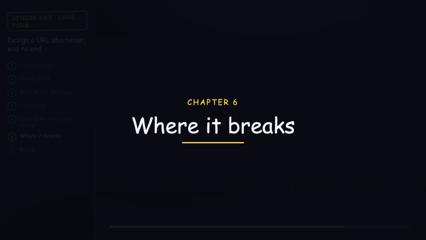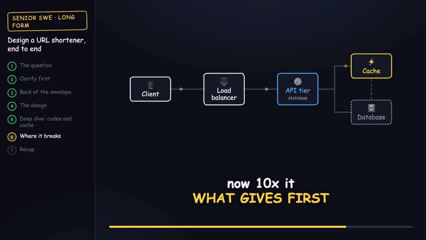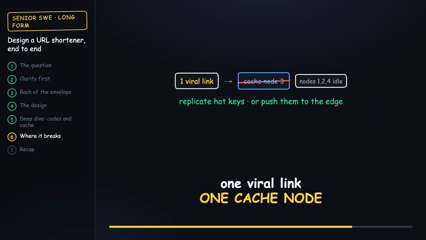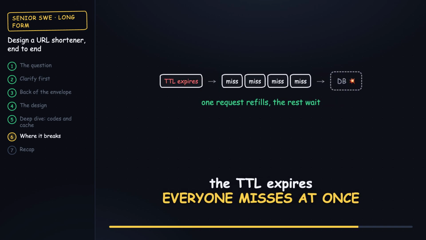Now break it on purpose, because volunteering the failure modes before you are asked is the strongest single move in a system design interview. First, a single viral link lands on one cache node and melts it. So you either replicate the hottest keys across nodes or push them out to the edge. Second, when a hot key expires, every request misses simultaneously and they all hit the database together, which is a cache stampede. And you fix it by having one request refill.